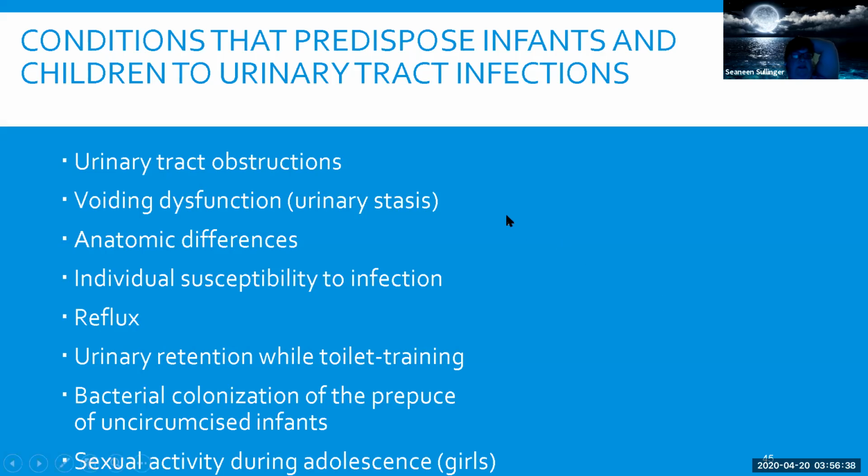So again, conditions that would predispose infants and children to UTIs: obstructions, stasis, any anatomic differences, if there's a susceptibility to infection, urine reflux, urine retention while toilet training. So oftentimes they don't want to use the potty, so they'll hold the urine. And then sometimes in uncircumcised infants, you can get bacteria, and that can cause a urinary tract infection, as well as sexual activity during adolescence.